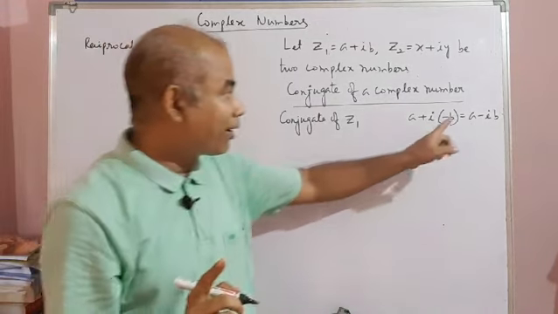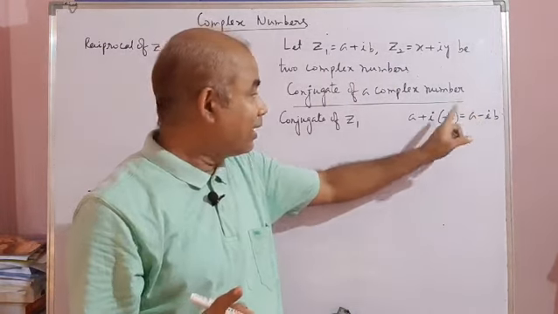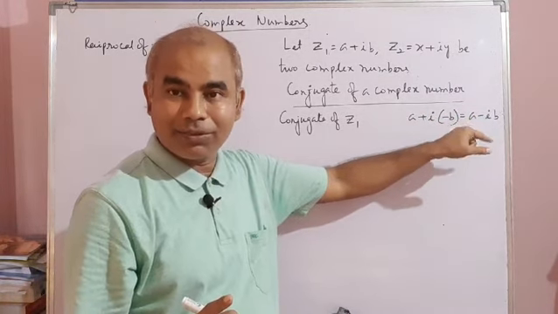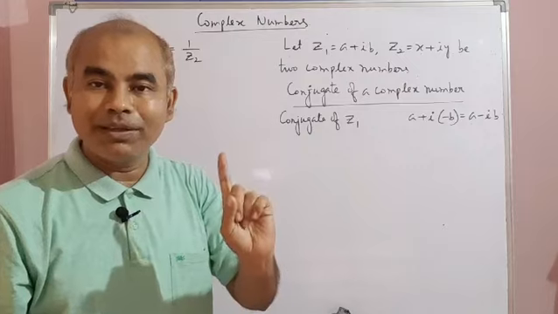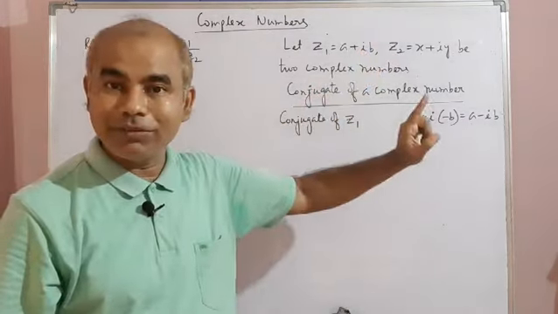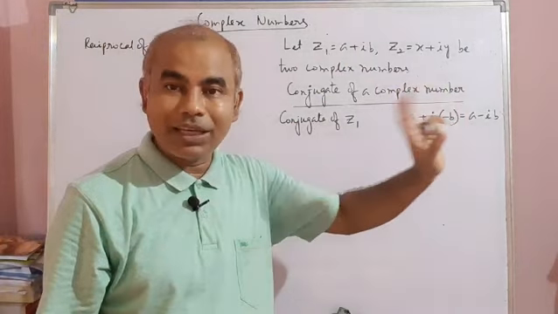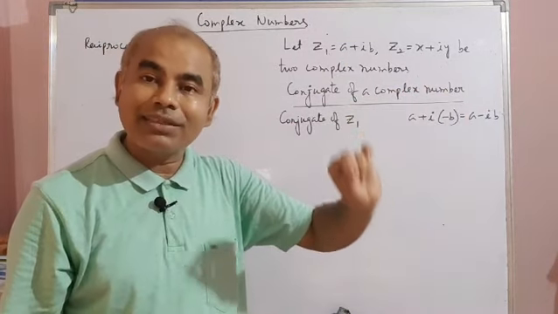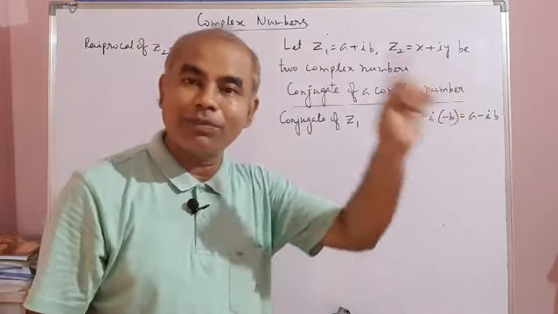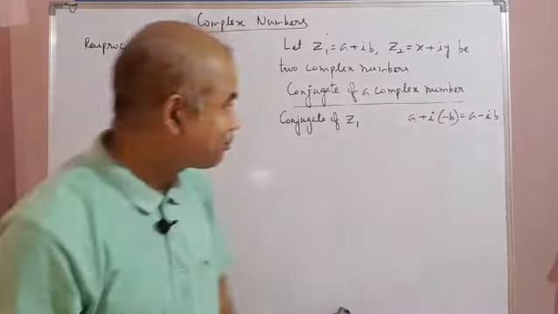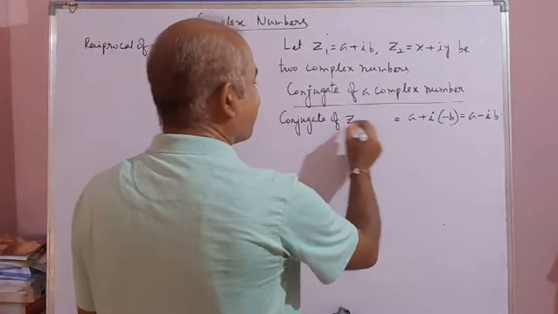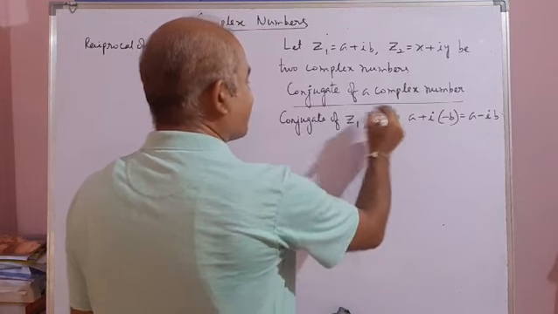Now, one thing remember, minus does not always mean negative. If the sign is plus, then it will become minus. If it is minus, it will become plus. Don't make that mistake. Don't have that confusion. Generally we say that a plus ib means b is positive and a minus ib means b is always negative. No, not like that. You change the sign of the imaginary part, from plus it converts to minus, from minus it changes to plus. And this new complex number, which is the conjugate of Z1, is denoted by this symbol.